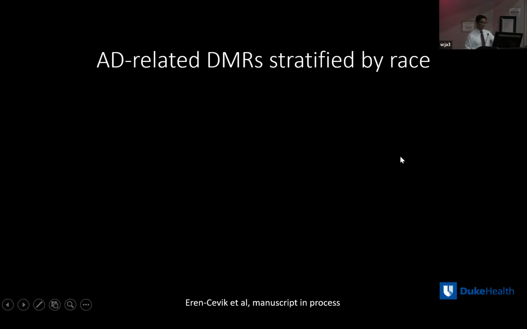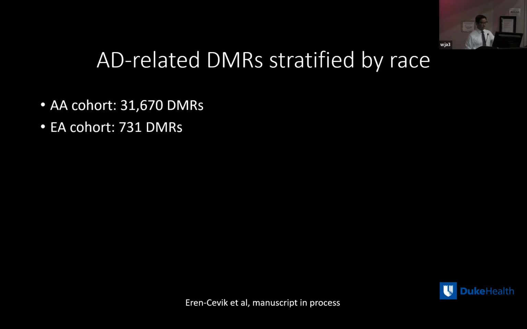Now, we're going to talk about the DMR stratified by race. What we found is that the differentially methylated regions in the African Americans in brain tissue showed over 31,000. This is in contrast to the ones shown in the European Americans, so only 731. So there are these differentially methylated regions, potential ICRs, in the African American cohort that show a 40-fold difference. This large signal may actually be the reason that explains a lot of the racial disparities.